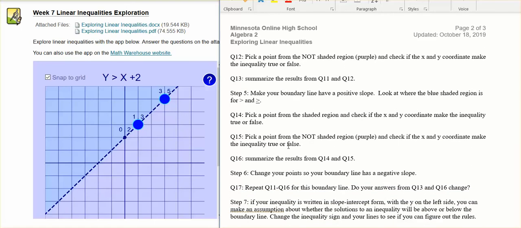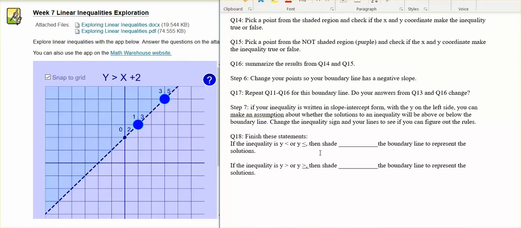All right, I'm just checking. Oh, then you're going to also pick a point that's not in the shaded region, like 0, 0. 0 greater than 2. That would be 0 is not greater than 2, so that would be false. So points in the purple region make this false.